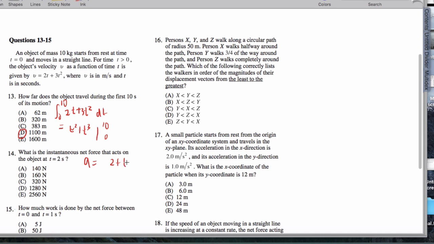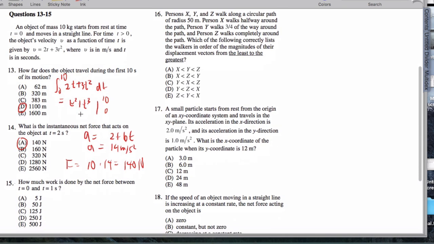And the instantaneous force, let's get the acceleration. That's going to be 2 plus 6t. And at 2 seconds, the acceleration is going to be 14 meters per second squared. So that means the force is going to be 10 times 14, which is going to be 140 newtons.